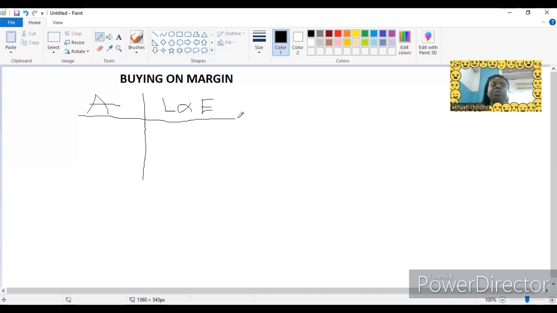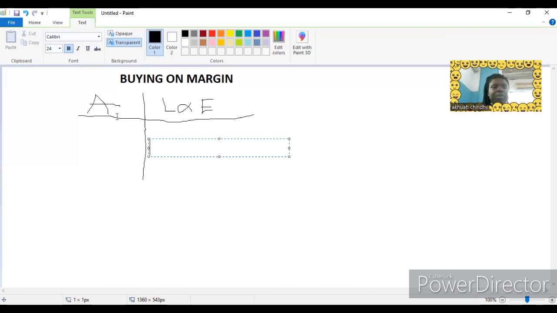So we know that Angelo brought equity of 8,000 Ghana cedis. He brought equity, that's his own savings, right?